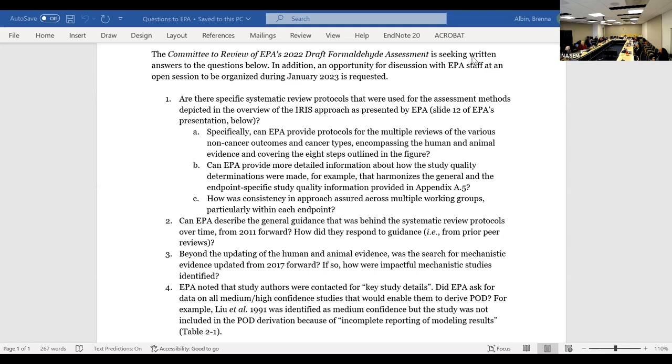So just as a follow-up, would that have been documented somehow within your process? Because it may or may not always have made it into the final report, correct? So there would be documentation of the specific deficiency itself within those study evaluation tables in Appendix A5. A5.1 includes all of the specific evaluations of the controlled exposure studies.